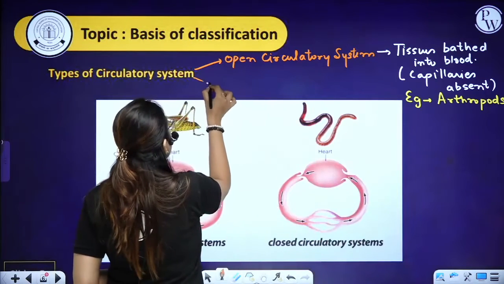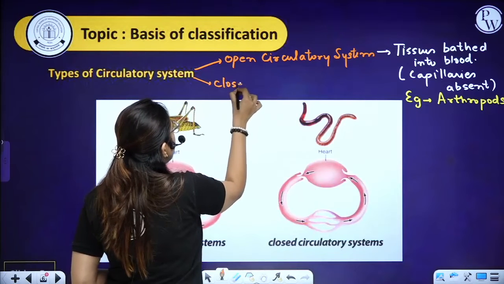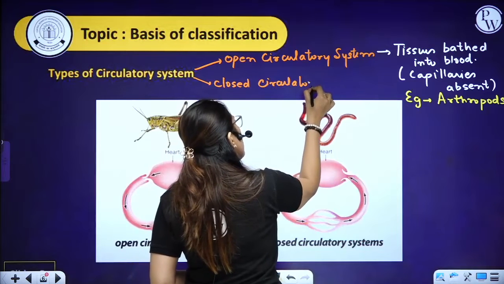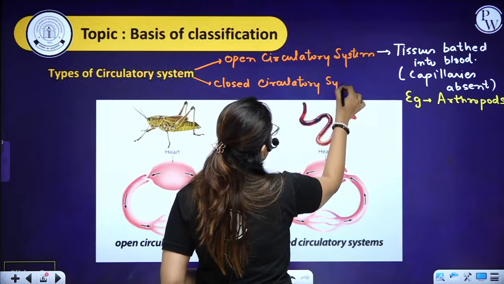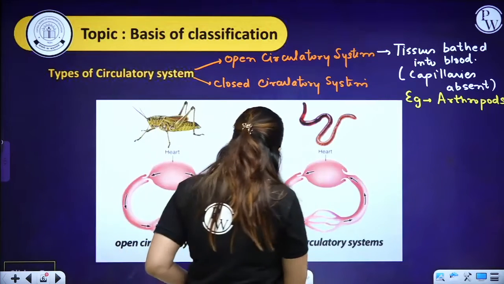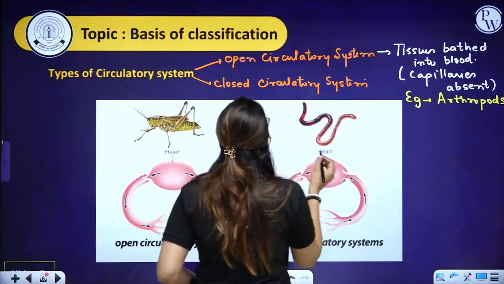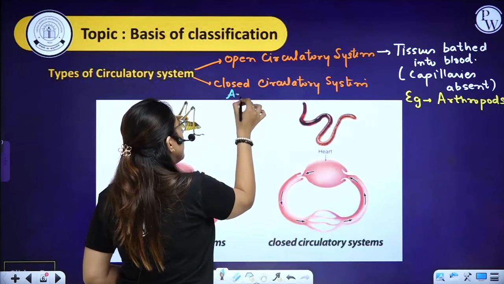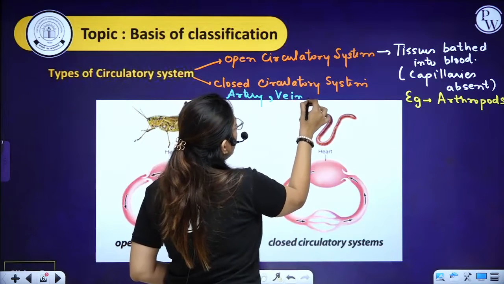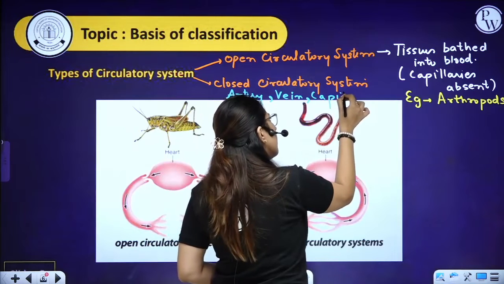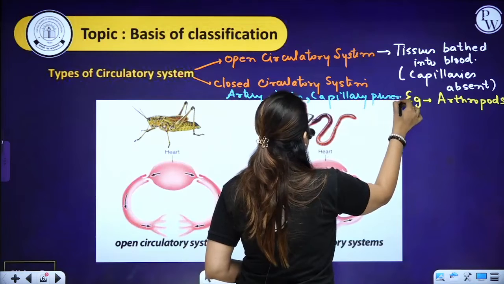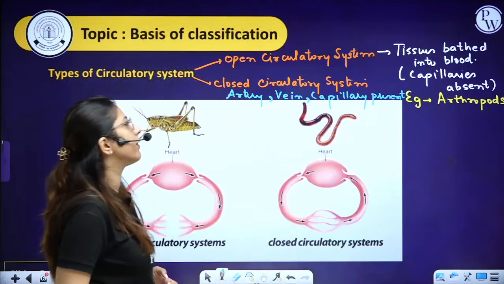So second we have is the closed circulatory system. Closed circulatory system, that means what is present? That means everything is present. It means that artery, vein, capillary are present. Capillary, present. That means blood doesn't come in direct contact with the tissues.